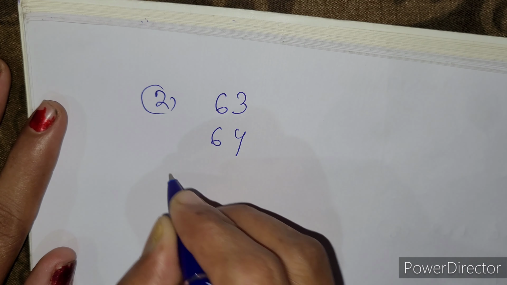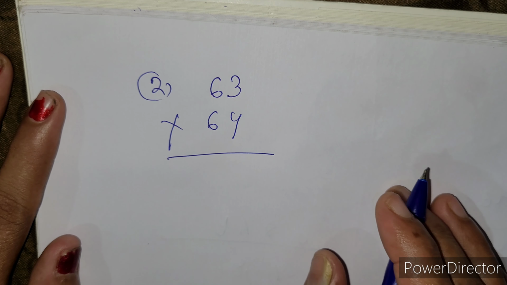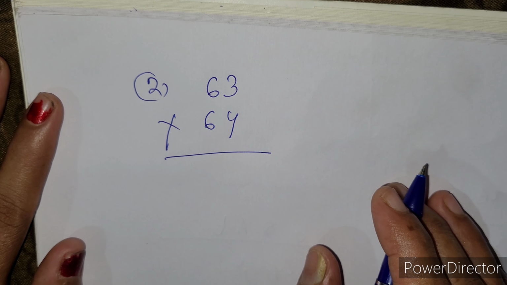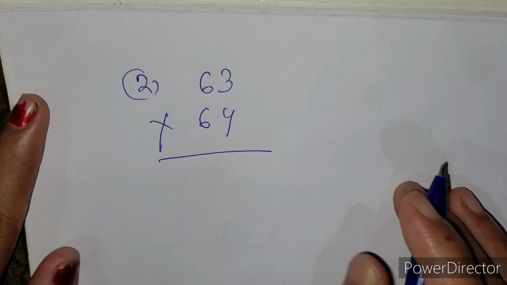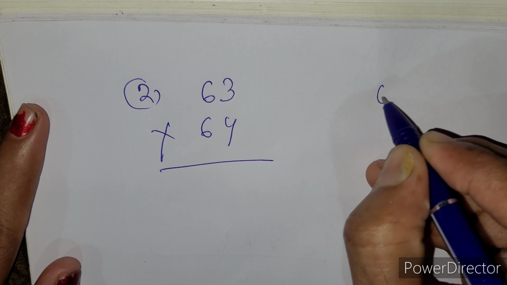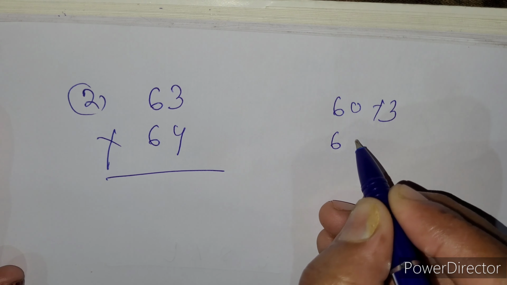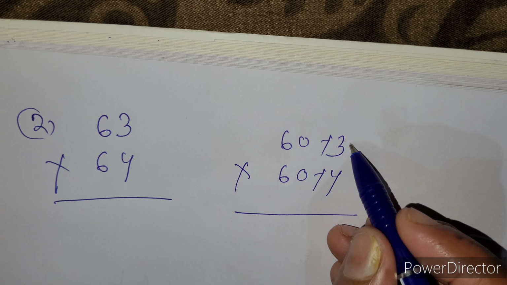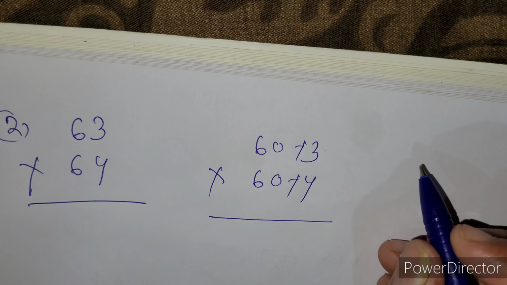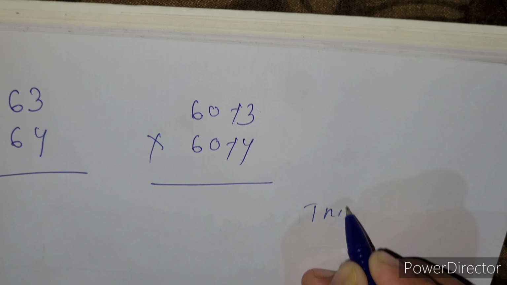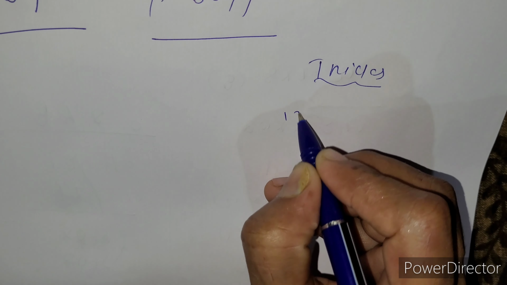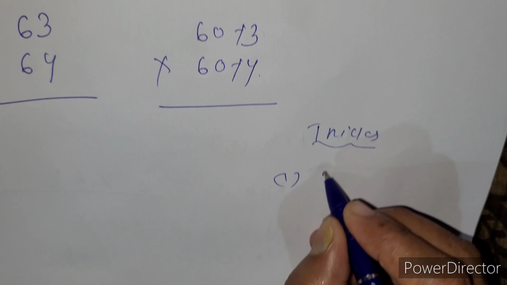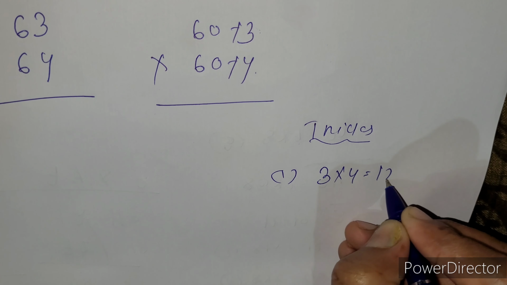Next, 63 into 64. First, multiply the two digits present in the ones place. That is 60 plus 3, and 60 plus 4. Trick 1: multiply the ones place digits. 3 into 4 is 12.